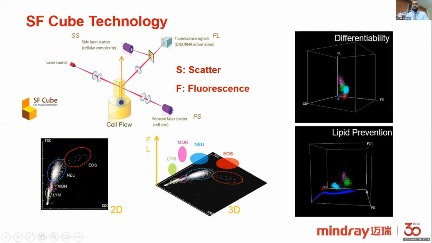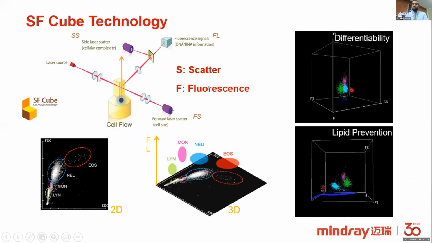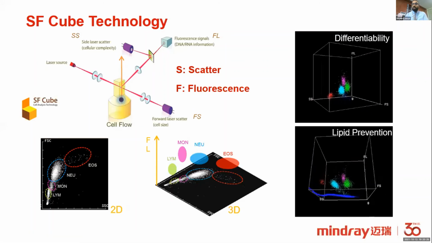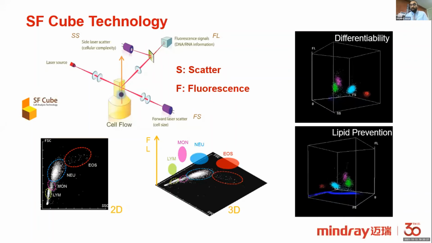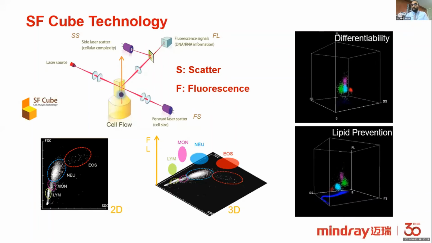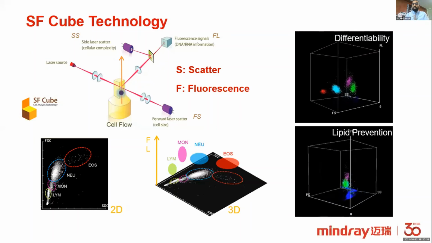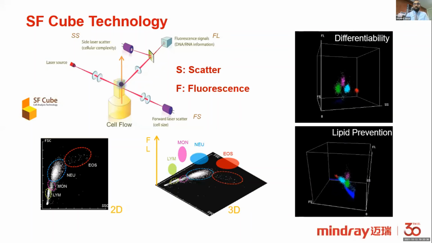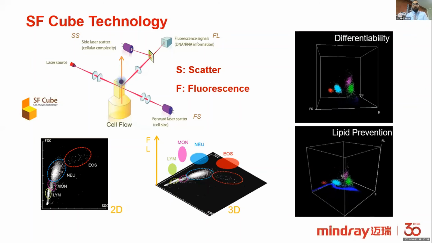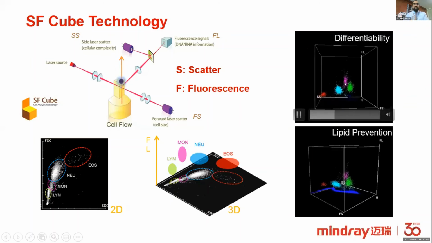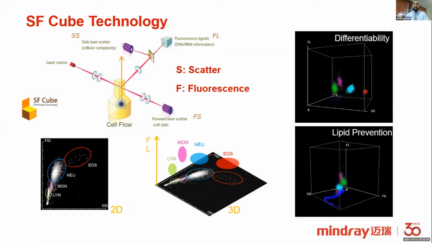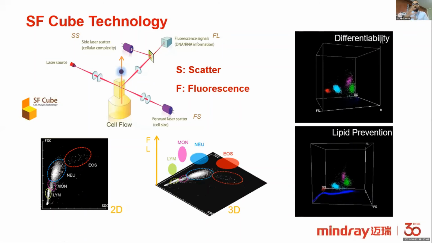Fluorescence means we use one special dye to get information about nucleic acid inside the cells, about DNA or RNA, and we can identify the maturity of the cells. We can use this information to have more differentiation from cell to cell, from leukocytes to monocytes, eosinophil granulocytes, and all kinds of cells.